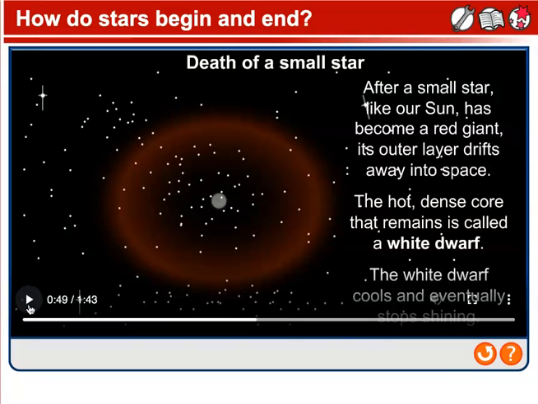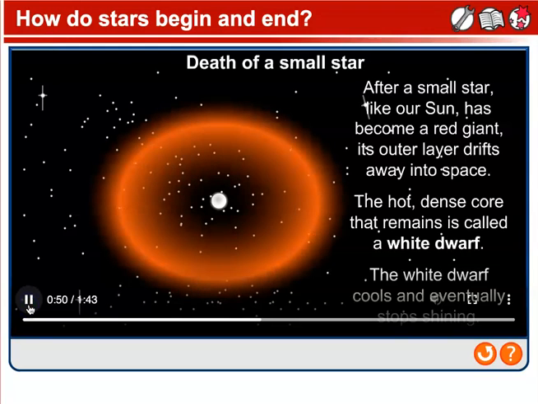After a small star like our sun has become a red giant, its outer layer drifts away into space. The hot, dense core that remains is called a white dwarf. The white dwarf cools and eventually stops shining.